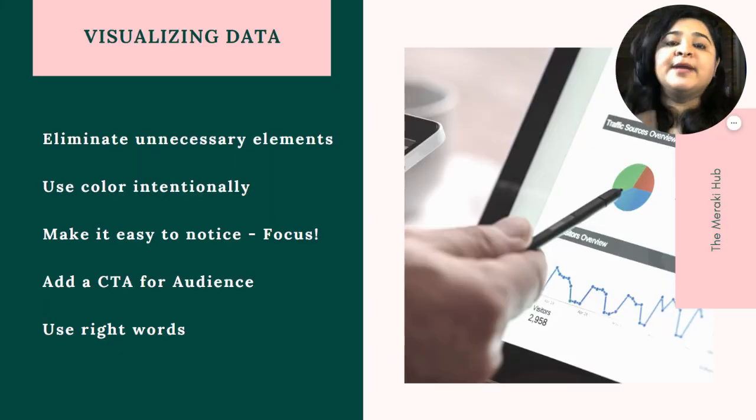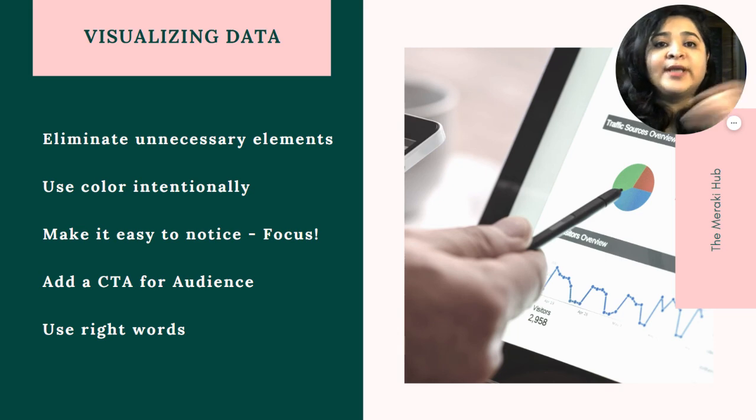The next couple of important points: take off all unnecessary details. You don't need grid lines behind your bar graph. You don't need 100 different data points. Take everything off, keep it clean, only have the most important elements. Even if it is a graph, only have the most important elements.